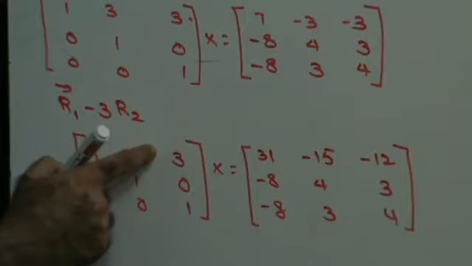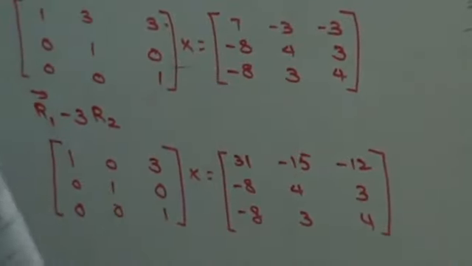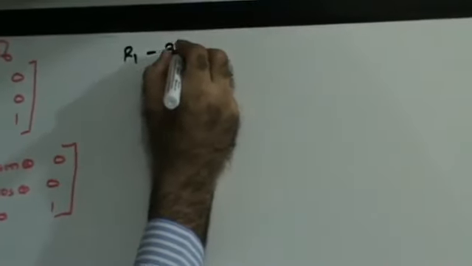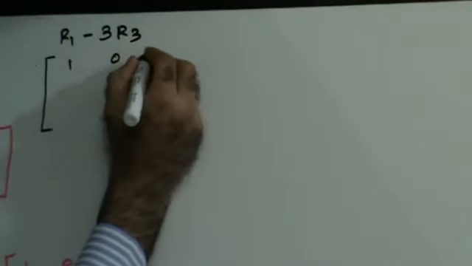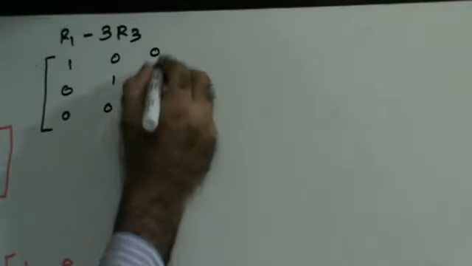Now I have to make the number in the first position 0. In order to make the number in the first position 0, I want to make the number in the first position 0. Where is the number in R1? What is the number? 3. Complement of 3, minus 3. R3. So in that case, you will get 1 minus 0, 1. 0 minus 0, 0. 3 minus 3, 0. 0, 1, 0. 0, 0, 1.